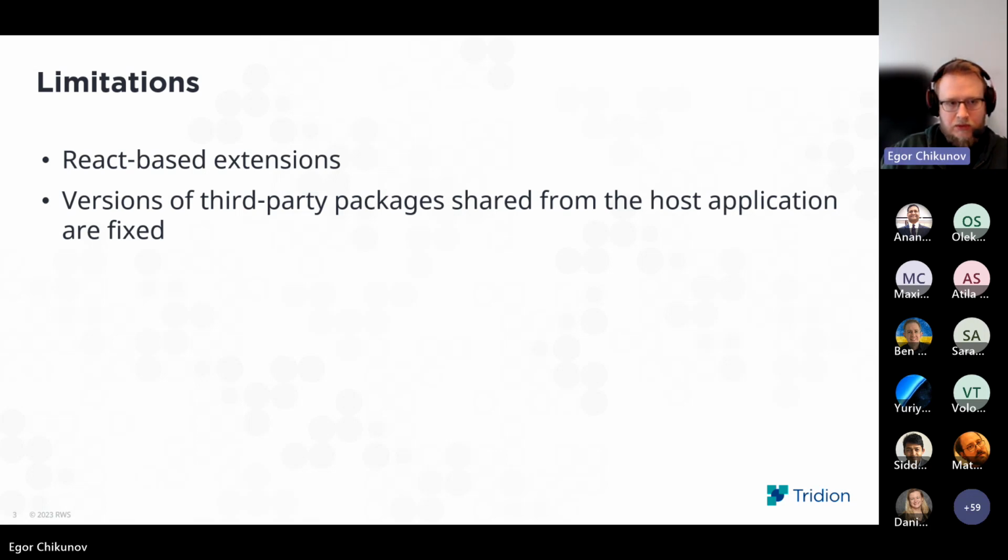Another thing, and I will talk about it a bit more in the further slides: versions of third-party packages shared from the host application are fixed. You cannot upgrade them, meaning that if you are building an extension for a certain version of Sites, the version of React that is used by Sites should be the same version that you're using for your extension. You cannot have an extension that uses a newer version of React. I will explain in detail in the future why that is.